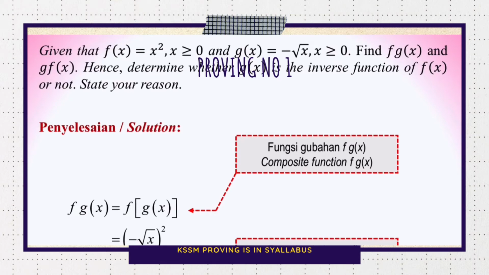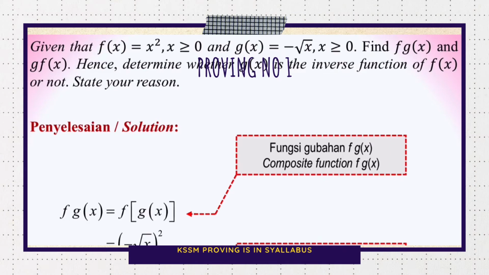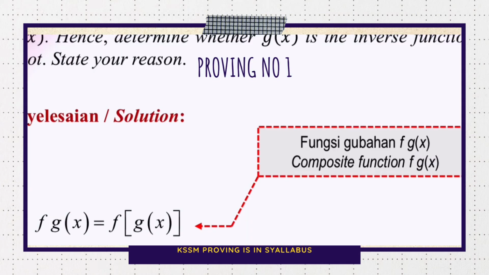So I will start with the first proving, start from Form 4. Given that function f(x) equal to x squared and x is greater or equal 0, and g(x) is equal to negative square root x and the range of x is greater or equal 0. Find composite function fg(x) and gf(x), hence determine whether g(x) is the inverse function of the f(x) or not. State your reason. This kind of question is called proving.